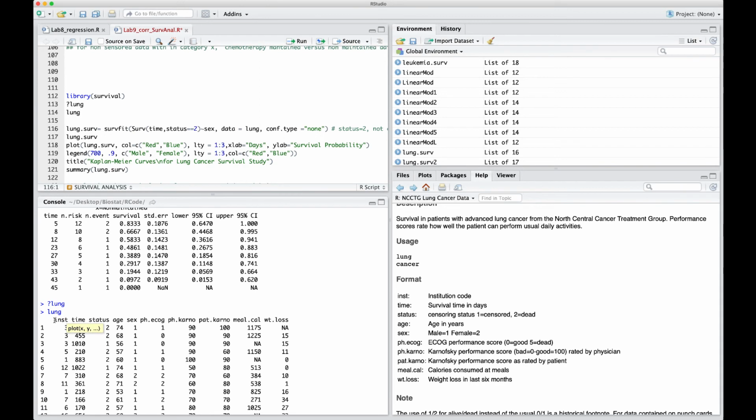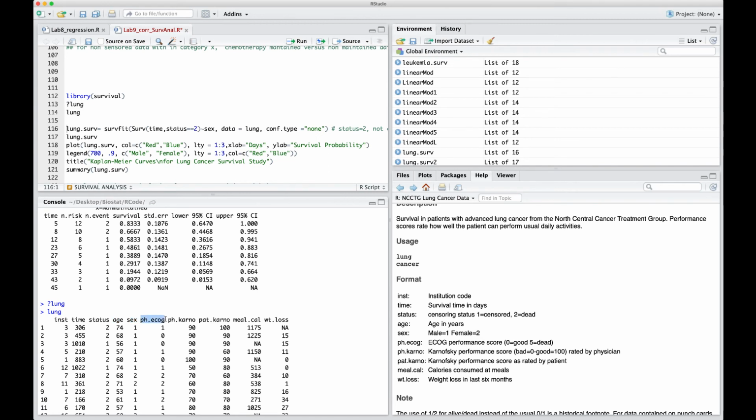We have institution code. Time is the survival time in days. These are the survival times. Status is censoring status, either censored or dead. Censored means either the patient dropped out of the study or the patient survived till the end. Age is age in years. Sex is male or female: one is male and two is female.